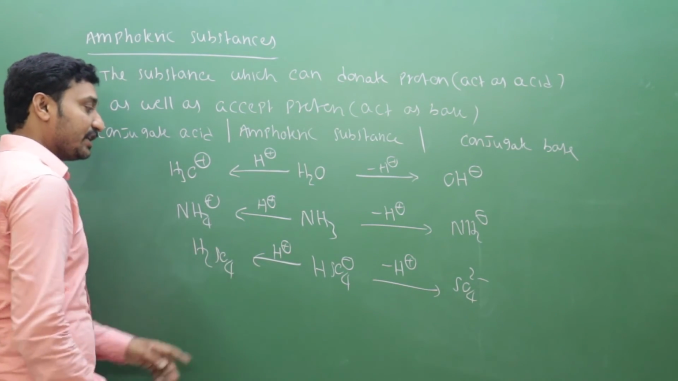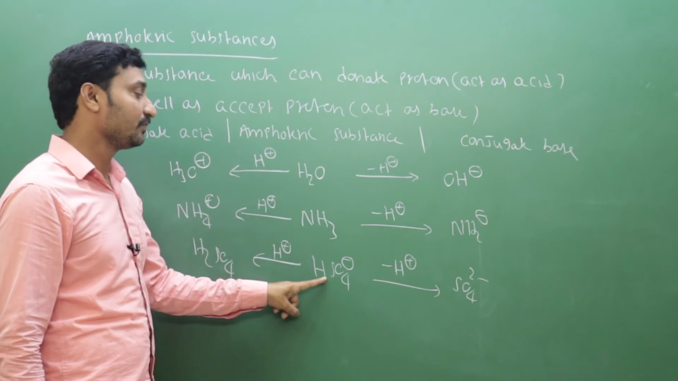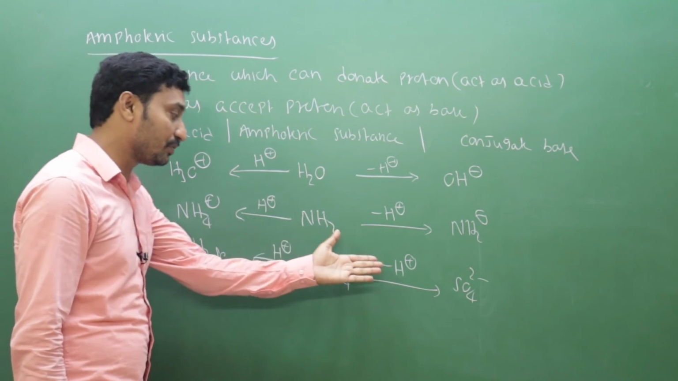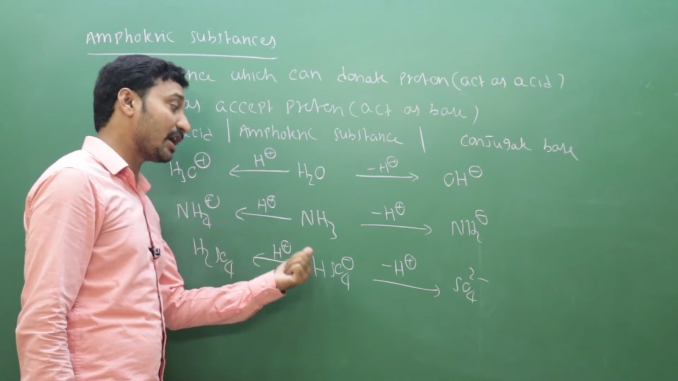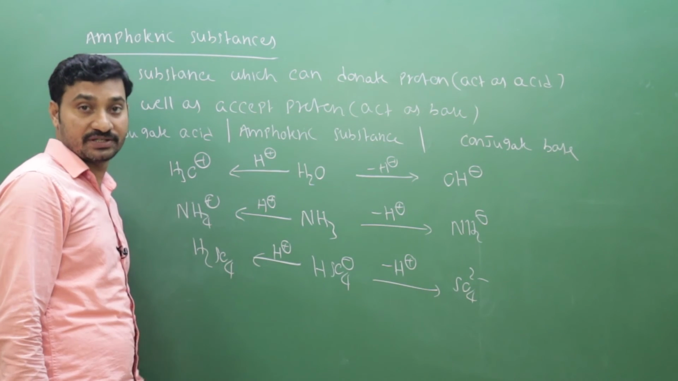H2SO4. So HSO4 minus is an amphoteric substance, because it is able to accept a proton and also able to donate a proton. Okay, so it acts as both acid and base.